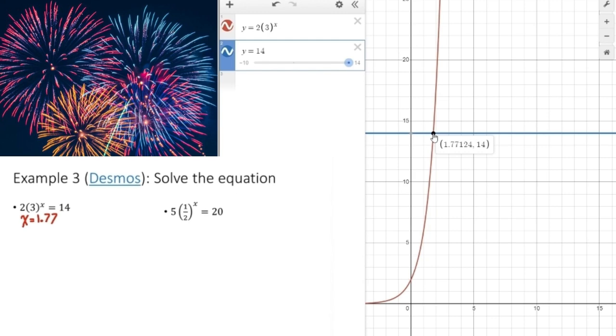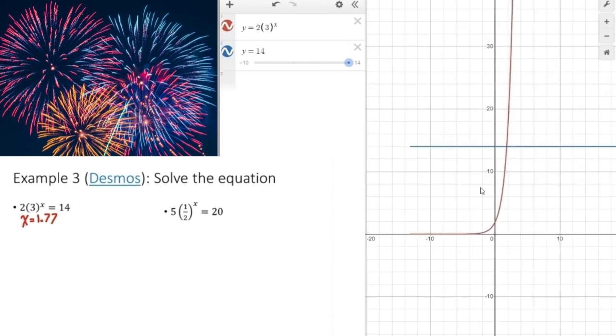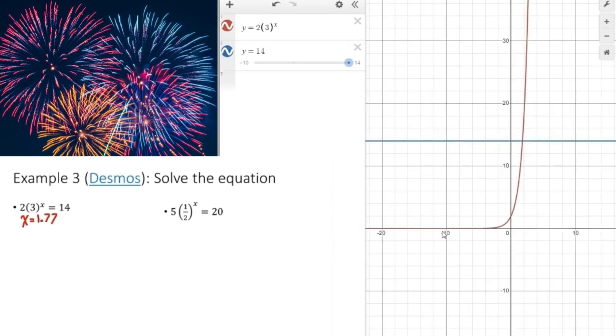How do we know for sure that there's not another solution? If I zoom out just a little bit, recall that our exponential graphs are either strictly increasing or strictly decreasing. In order for the graph of our exponential function to intersect with our horizontal line again, our graph would have to turn around somewhere in order to come back around to intersect our blue line. However, we know this is impossible. Our graph specifically, 2 times 3 to the x, is always increasing. It will never turn back around in order to intersect our line. So x equals 1.77 is the only solution to this equation.